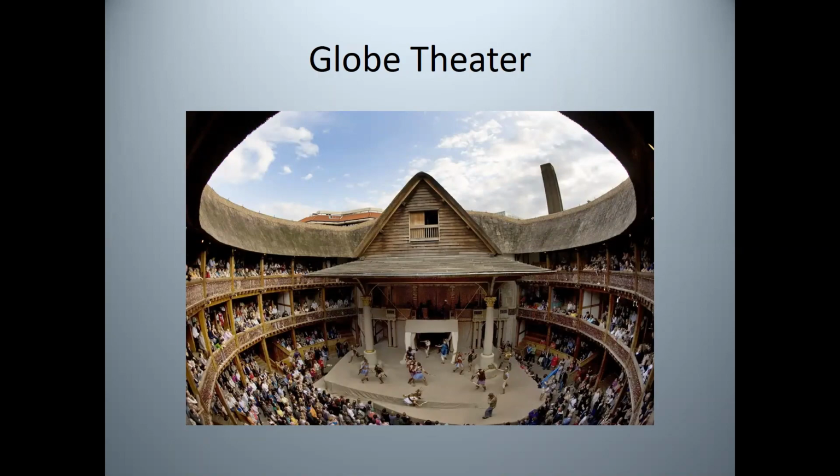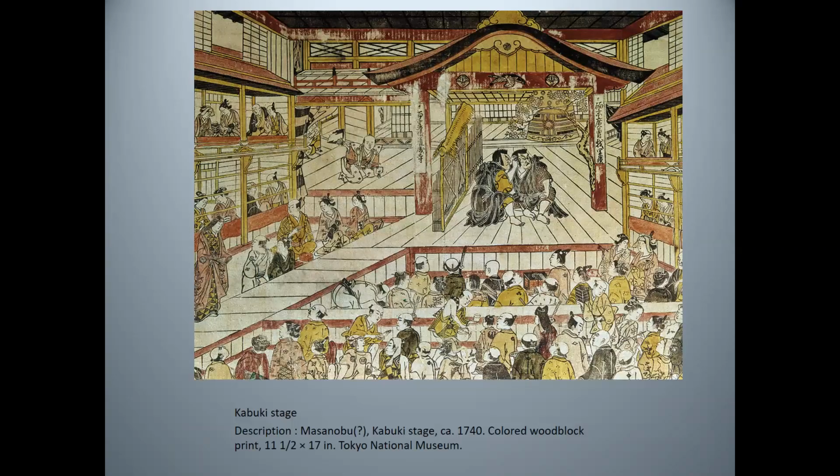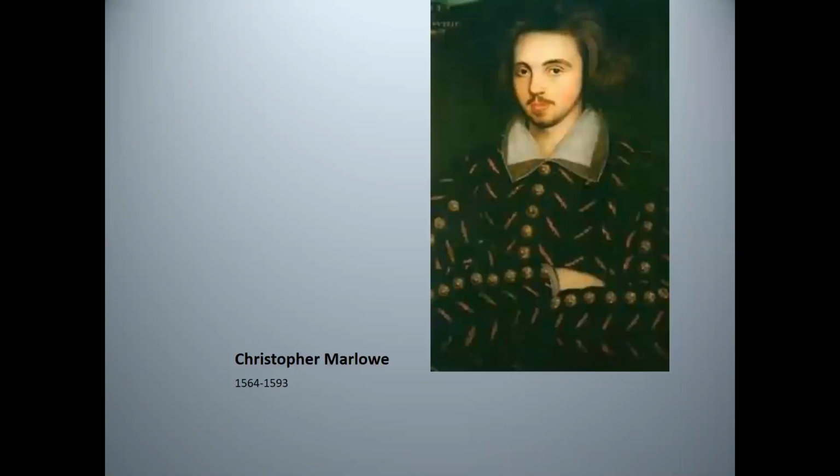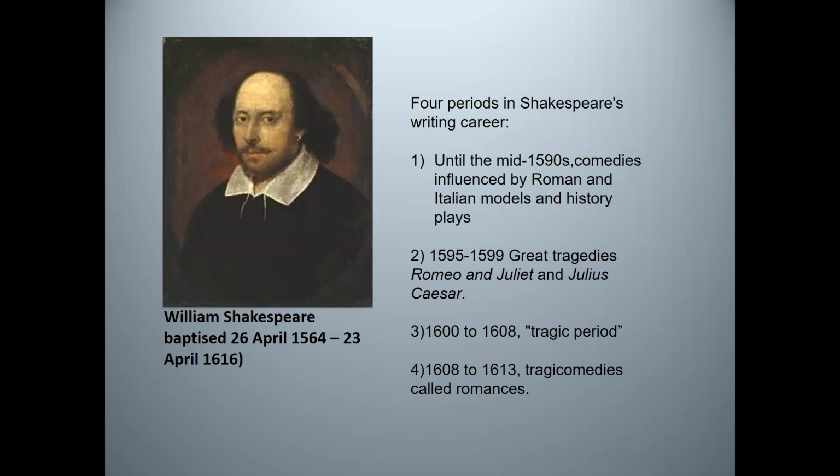Compare the Globe Theatre to the Kabuki stage in Japan. Christopher Marlowe is a lesser known but also successful playwright of the Elizabethan times. His most well-known play is Dr. Faustus. Some people theorize that Marlowe was actually William Shakespeare. You will notice that he died early, at the age of 29, in the year 1593, which is right around the time Shakespeare's plays started gaining notice. Compare the portrait of Marlowe to William Shakespeare.